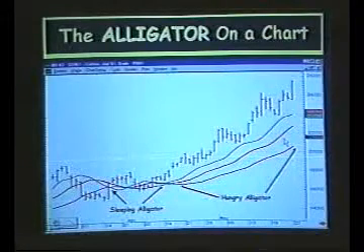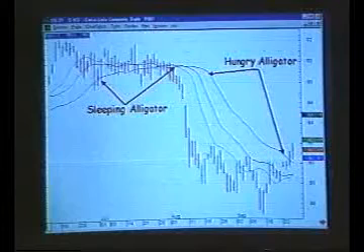So this is the way that it looks on a price chart itself. Let's look at a couple more charts.